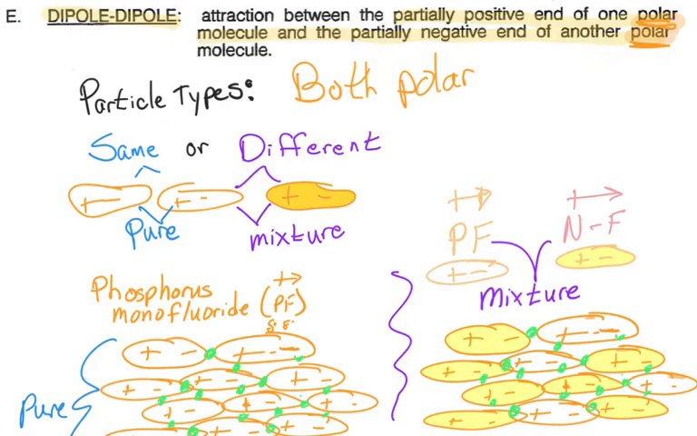Now let's go back to the hydrogen bond, which is a type of dipole-dipole interaction, but it's really, really strong.